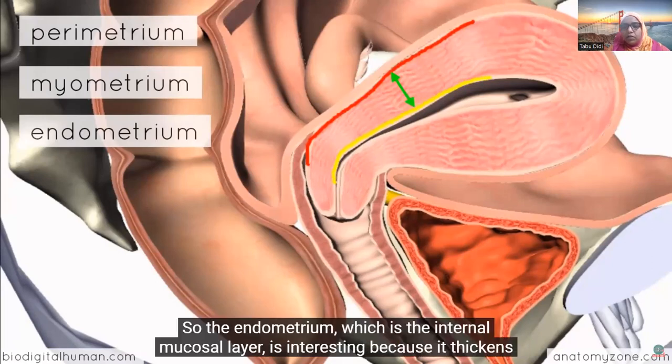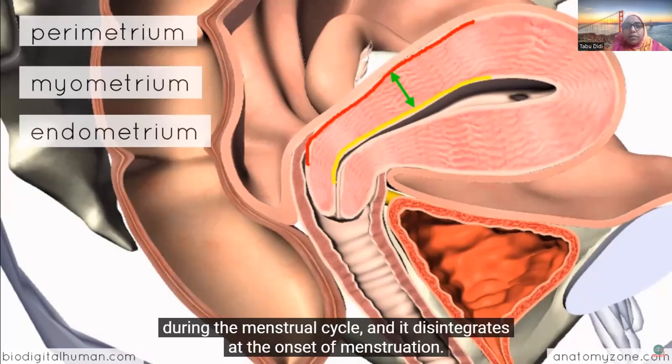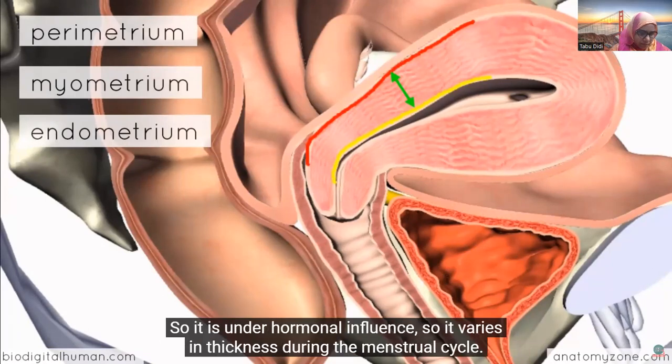So the endometrium, which is the internal mucosal layer, is interesting because it thickens during the menstrual cycle and disintegrates at the onset of menstruation. So it's under hormonal influence, so it varies in thickness during the menstrual cycle.